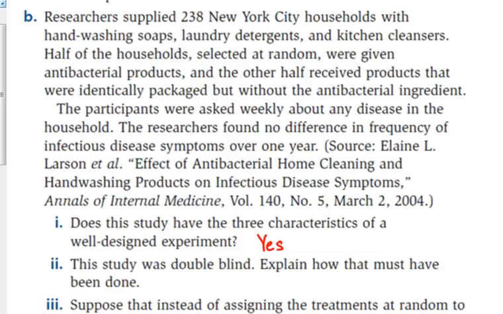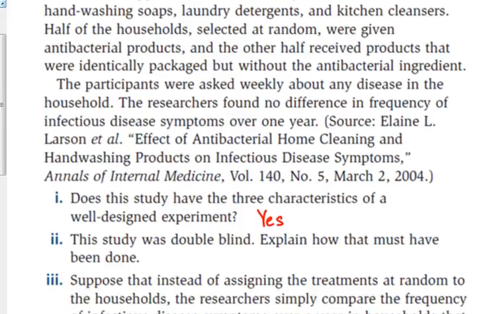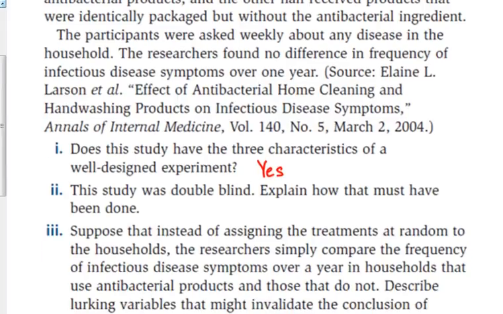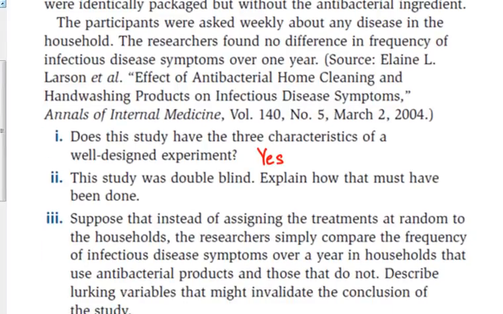They didn't know whether theirs had the ingredient or not. And then the evaluator also didn't know. The product looked the same, so the evaluator didn't know which one was which. Somebody somewhere that wasn't involved in the actual data collection had a list of which ones had the product or had the ingredient and which one had not.